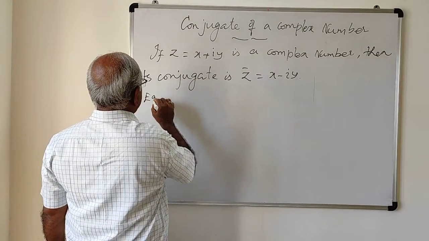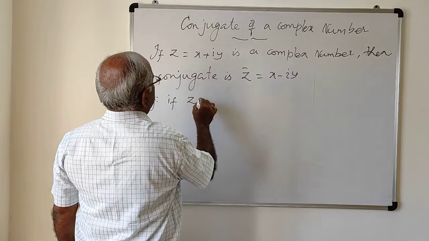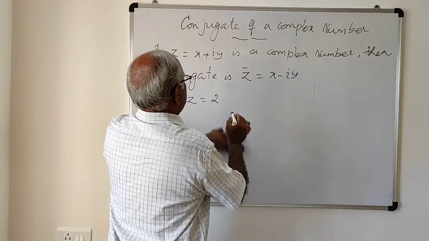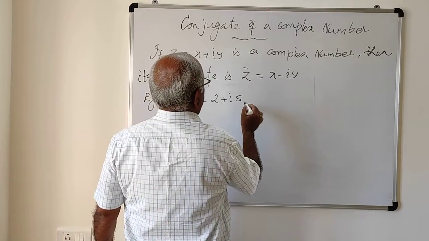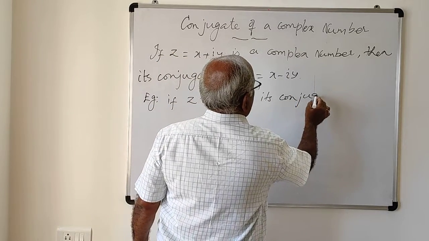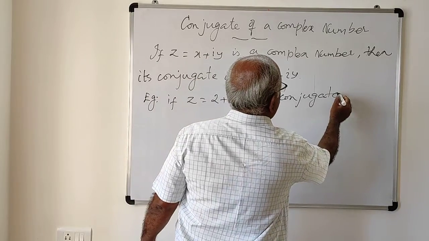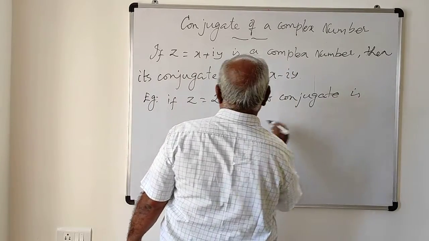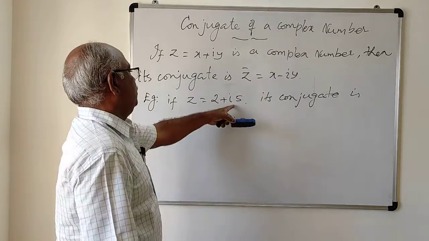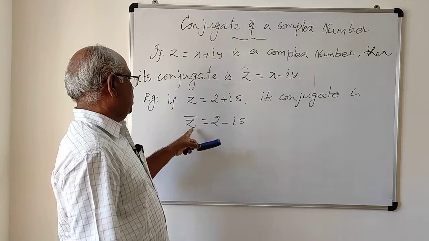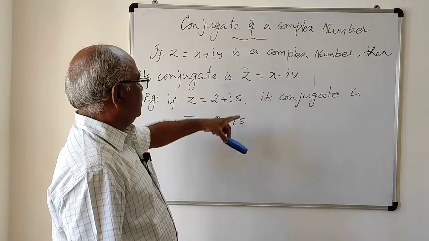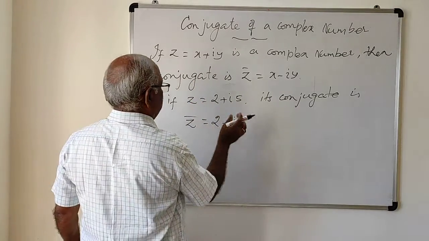Example, if z is the complex number 2 plus i5, then its conjugate z bar is equal to 2 minus i5. Like that, the conjugate of a complex number is defined. The sign of the imaginary part should be changed.